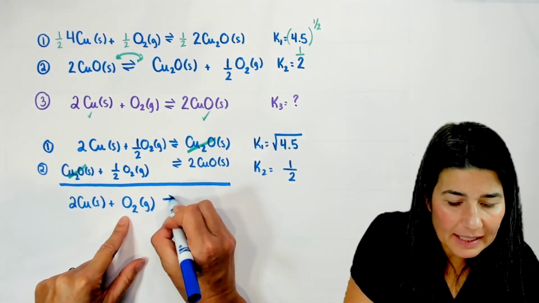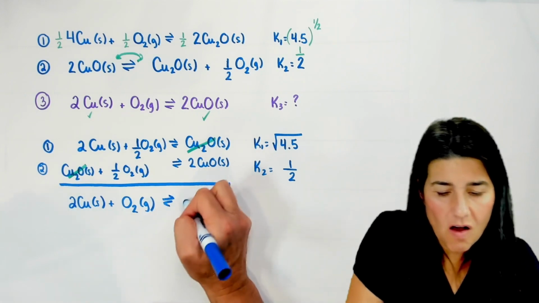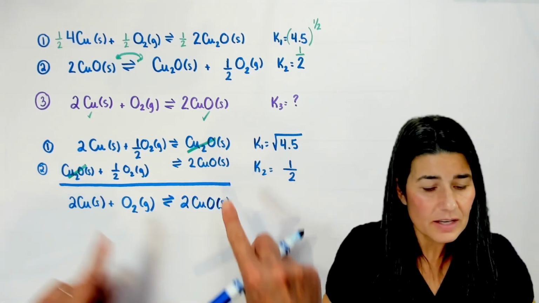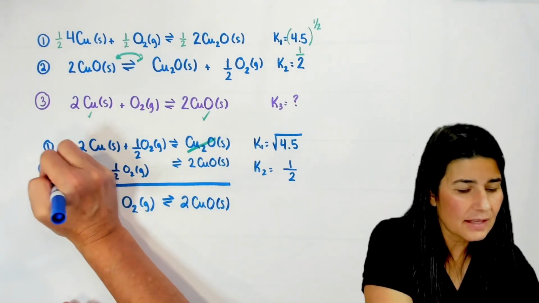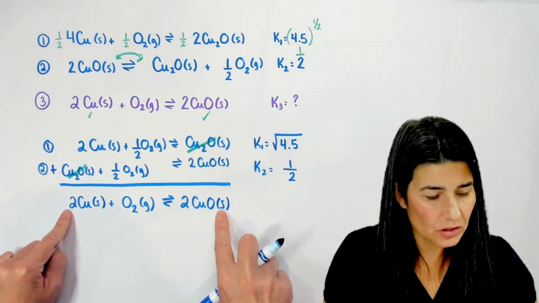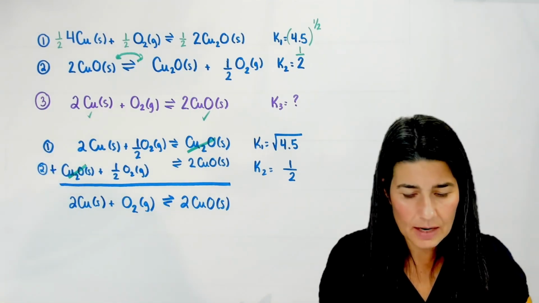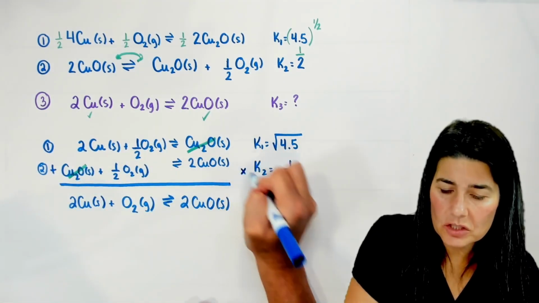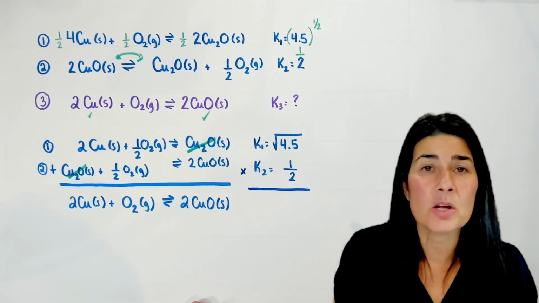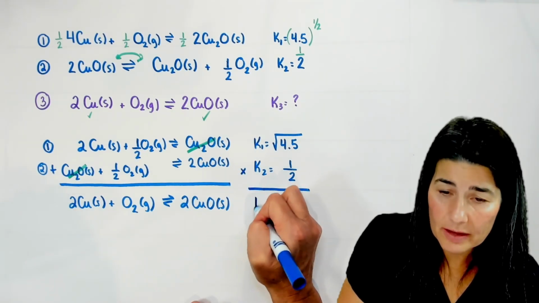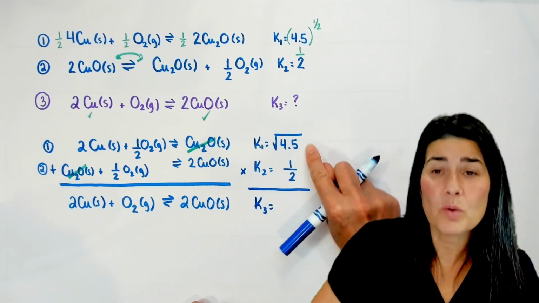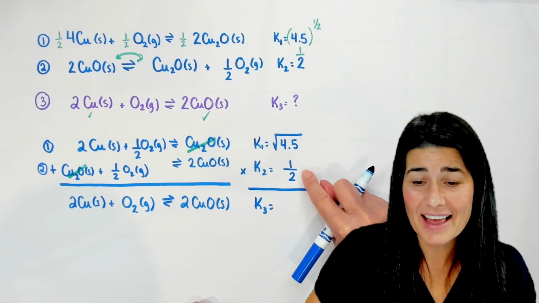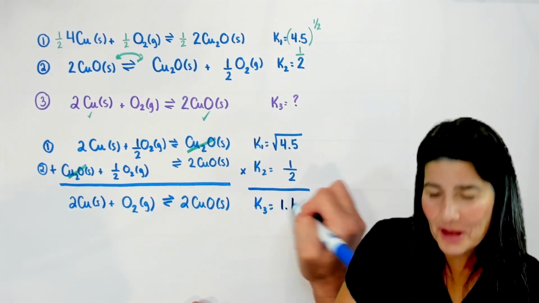And now finally, on the right-hand side, all I have left over is 2 copper oxides as a solid. So in fact, when I add these 2 reactions up, I do get my target reaction that I wanted. And if you add 2 reactions, what you need to do to the equilibrium values is multiply them. So the new value, K3, is going to be the square root of 4.5 multiplied by a half, and you get an answer of 1.1.